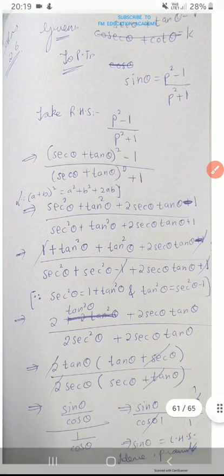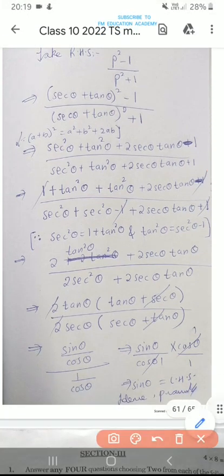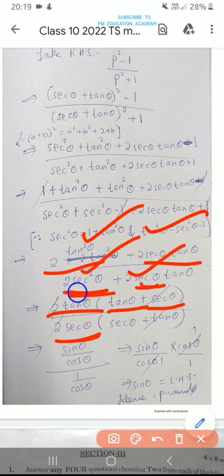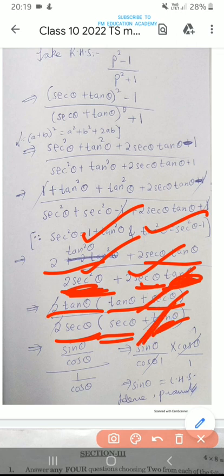Next, tan theta is there here as well as here. Take common. So 2 tan theta into tan theta plus secant theta, by secant theta into secant theta plus tan theta. Taking 2 secant theta common, here I am left with secant theta and here with tan theta. So now tan theta plus secant theta will get cancelled because both are the same. Either if I write secant theta plus tan theta or tan theta plus secant theta, both are the same, right?